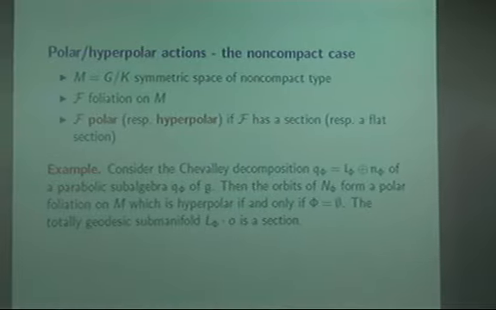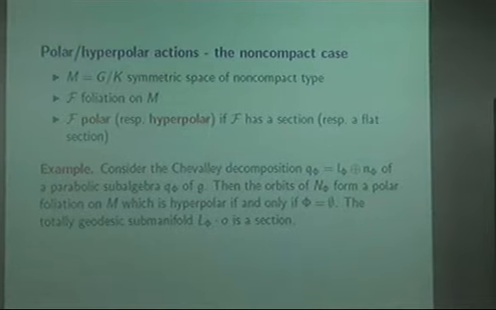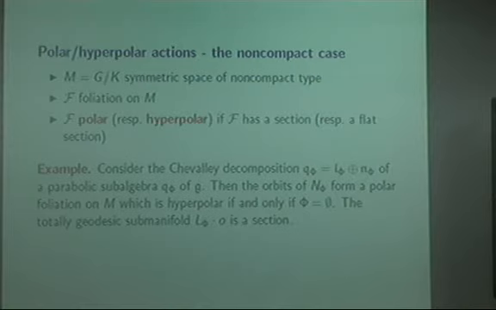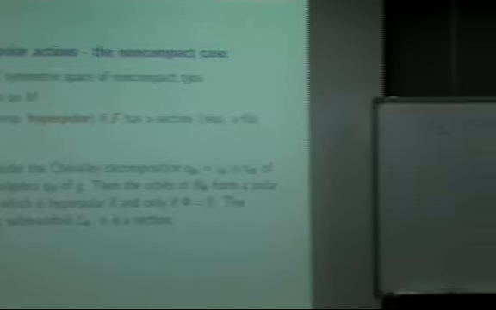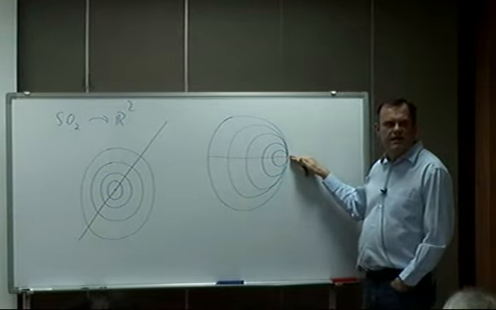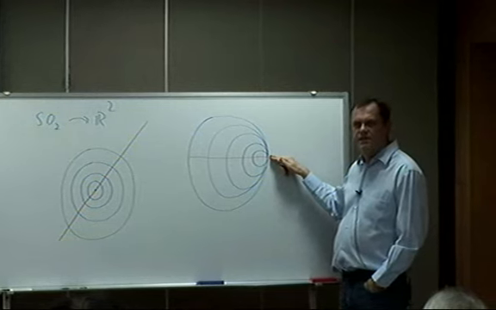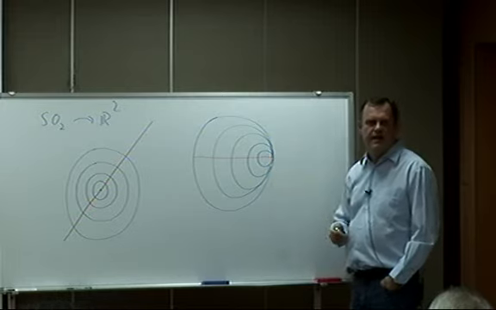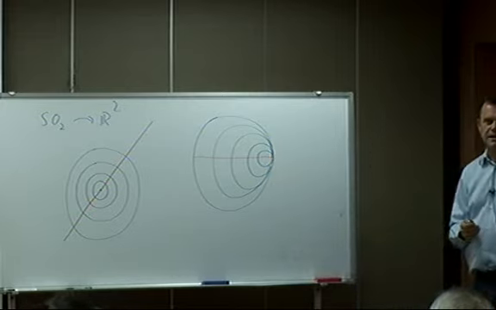So these are examples of polar actions and hyperpolar actions, only for the special case. This is something that already distinguishes the non-compact from the compact case, because in the compact case what Kollross proved is that every polar action is hyperpolar. So whenever you have a section in the compact case, then this section is Euclidean, is flat. It must be a torus. But in the non-compact case, that's not true. That already indicates that the situation is more complicated there.